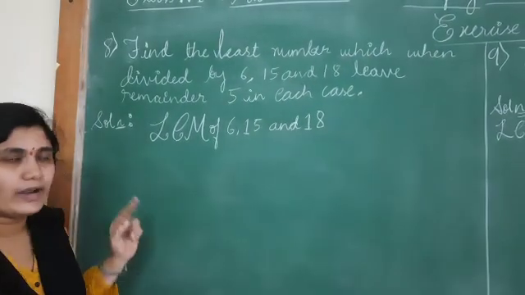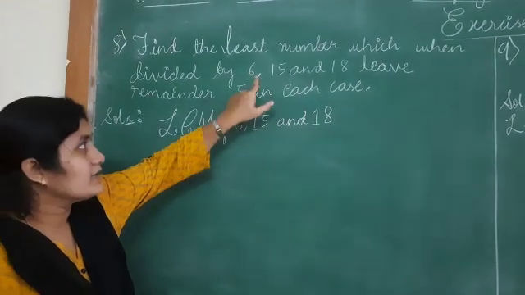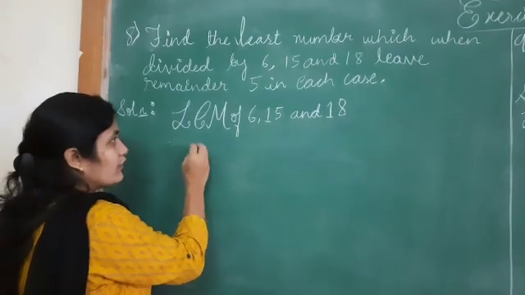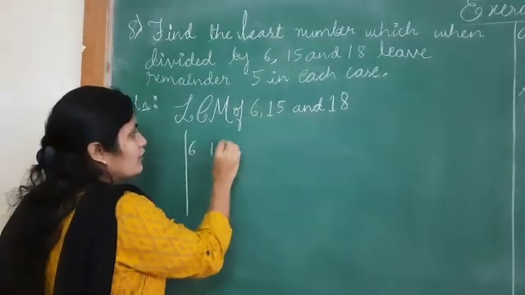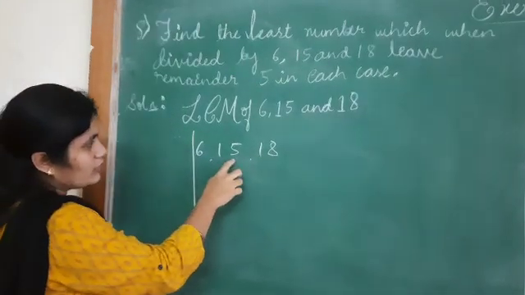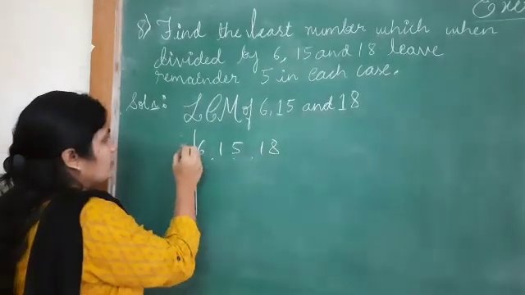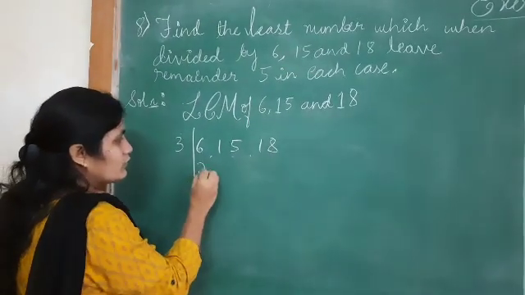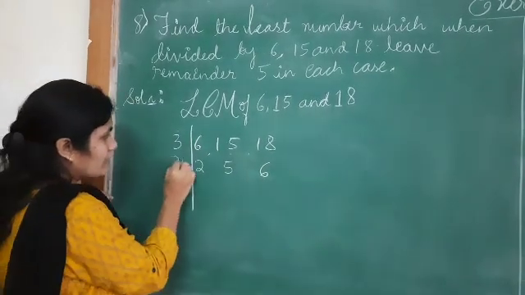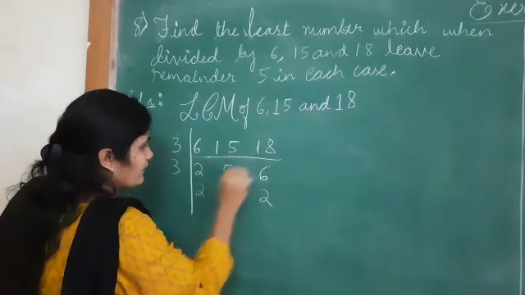That means we should find a number which should leave remainder 5 when it is divided by 6, 15 and 18. First let us find out LCM of 6, 15 and 18. 6, 15, 18. As you can see, this is an odd number and these two are even numbers. So you can go for 3 or 2, both. Let me take 3. 3 2s are 6, 3 5s are 15, 3 6s are 18.